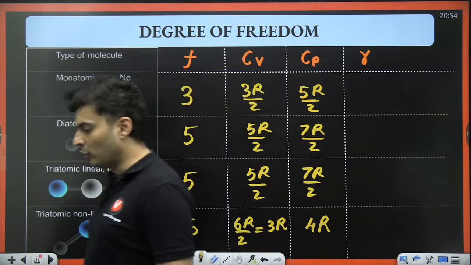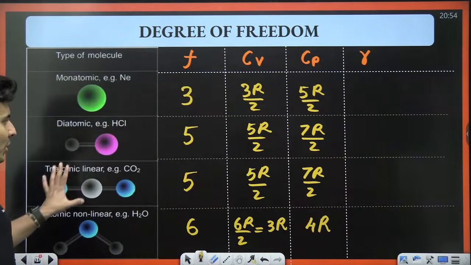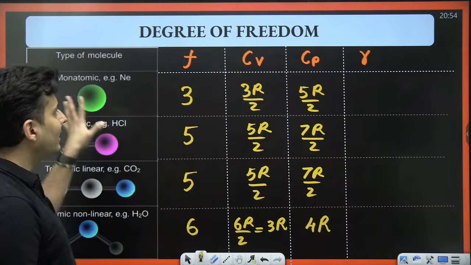That is nothing but 4R. Everybody with me? Understood how to use these formulas? A very, very important table.